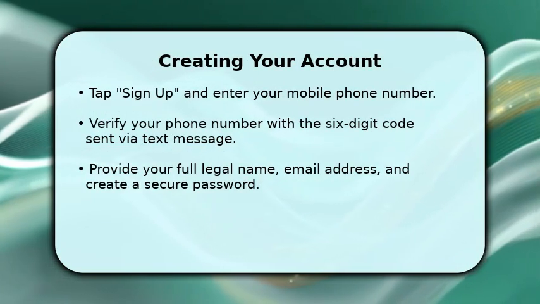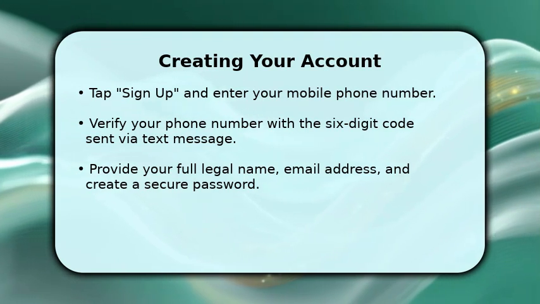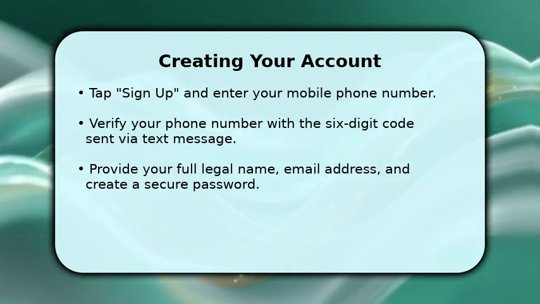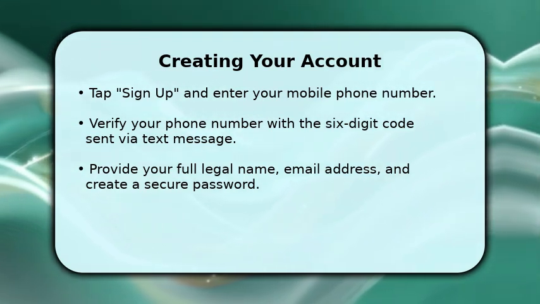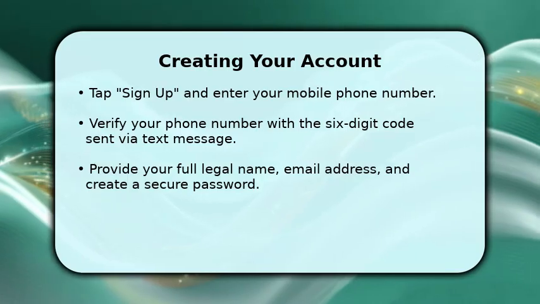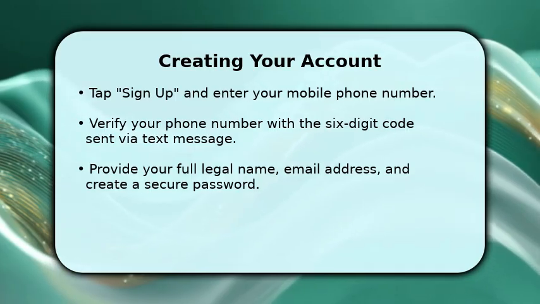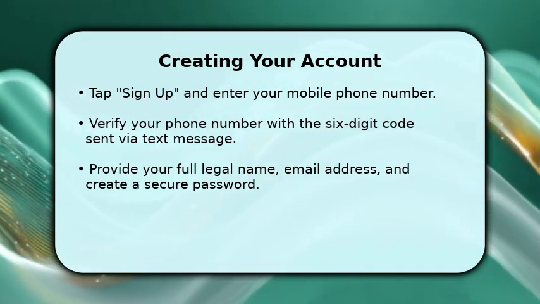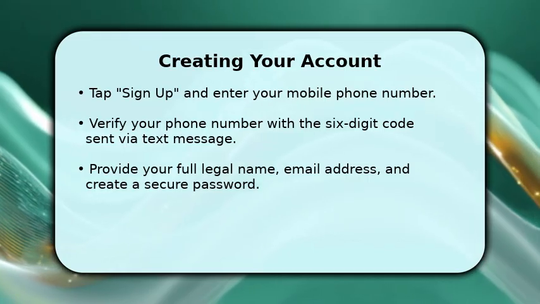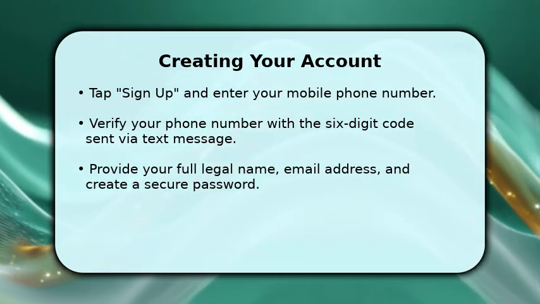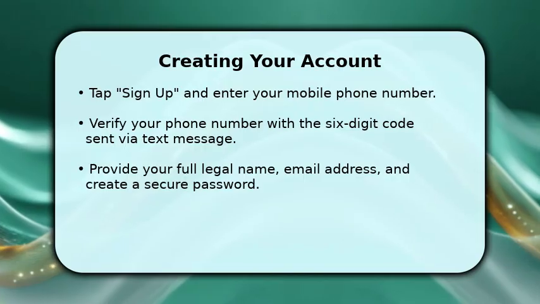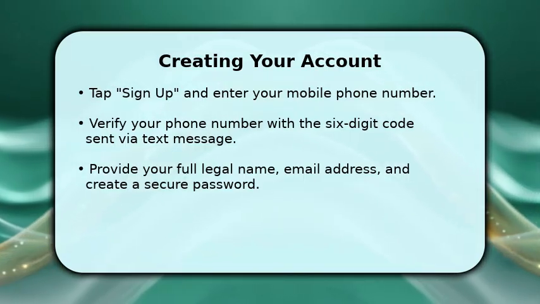Next, open the PayPal app and tap the Sign Up button. You'll be prompted to enter your mobile phone number. PayPal will then send a 6-digit verification code to that number via text message. Enter this code into the app to confirm your phone. After that, you'll need to provide your full legal name, a valid email address, and create a strong, unique password for your new account. Remember to keep your password confidential.